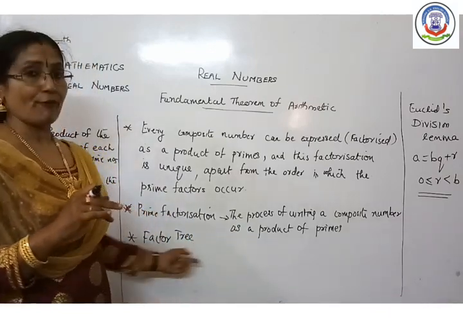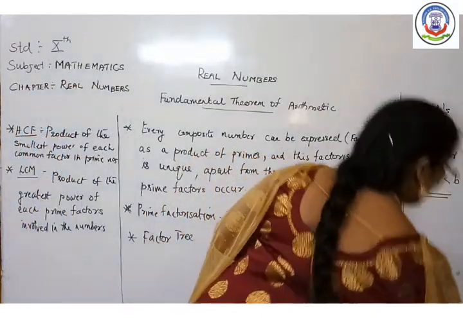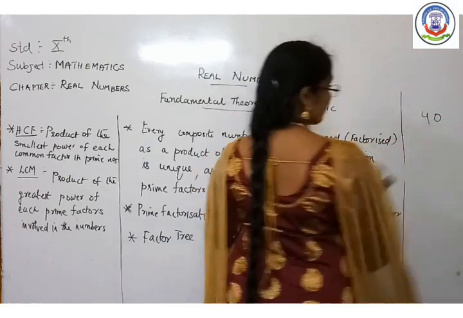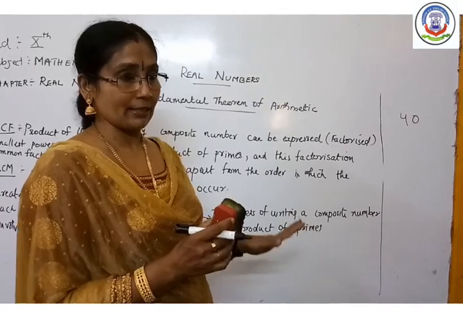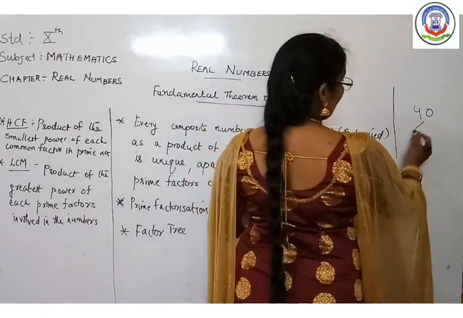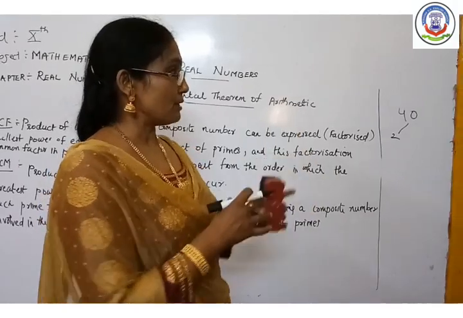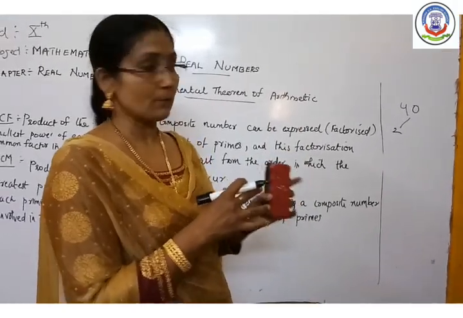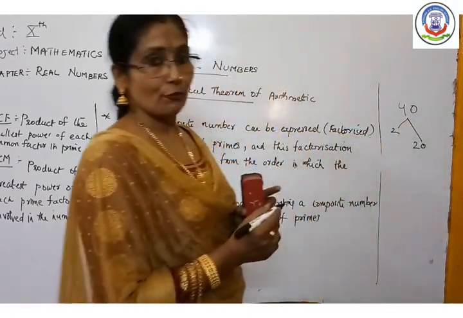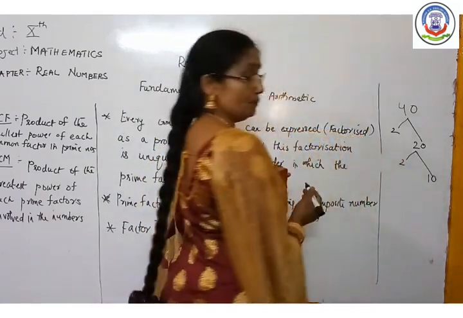Now the next one is the factor tree. Factor tree means, if you are going to find the factorization of a composite number, suppose I have written here 40. I have to factorize the number 40. So I can make it in the model of a tree and then find the factors. How will it be? 40 can be divided by, I am starting with the smallest prime number, which is 2. 40 is divisible by 2. 2 twenties are 40. Then again 20 can be factorized as 2 tens are 20.